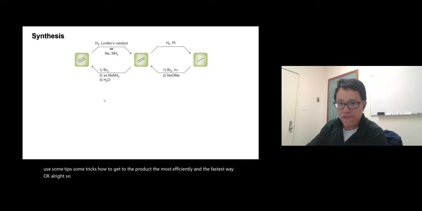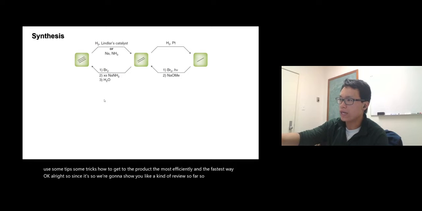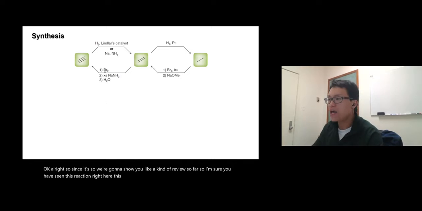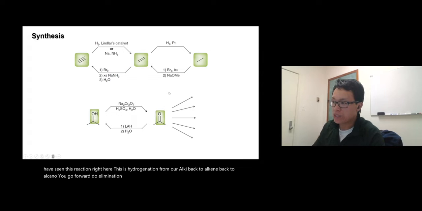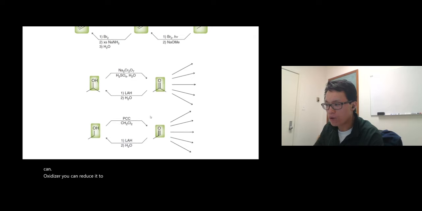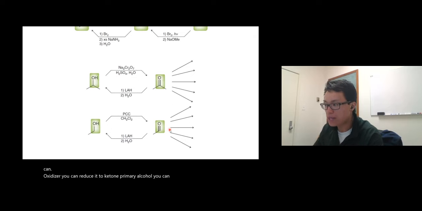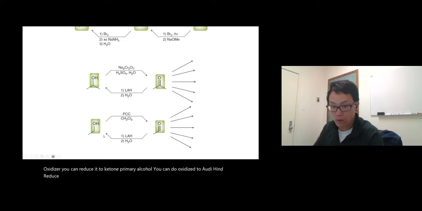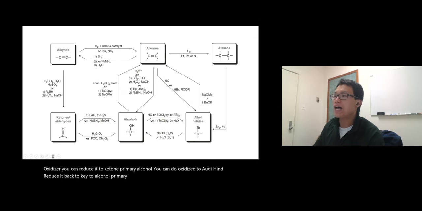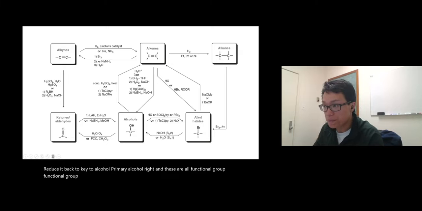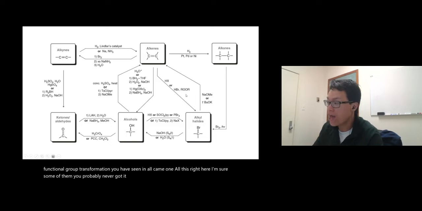Okay. All right. So we're going to show you a kind of review so far. I'm sure you have seen this reaction right here. This is hydrogenation from alkyne back to alkene, back to alkane, or you can go forward and do elimination. From a secondary alcohol, you can oxidize it to a ketone or reduce it back. From a primary alcohol, you can oxidize it to an aldehyde and reduce it back to a primary alcohol. These are all functional group transformations you have seen in OChem 1. Some of them you have probably already forgotten.